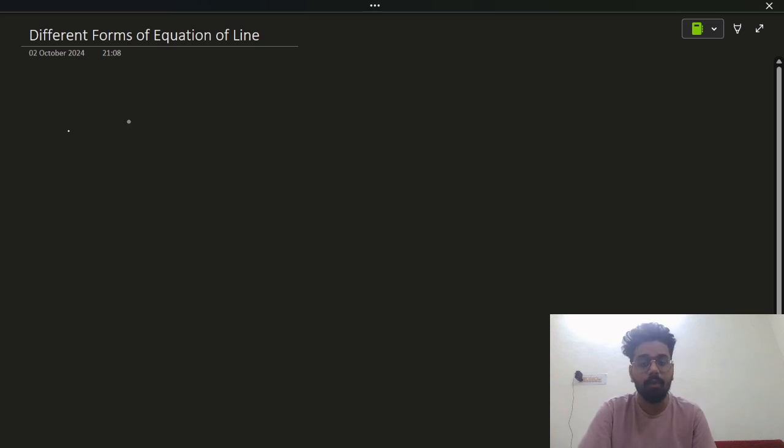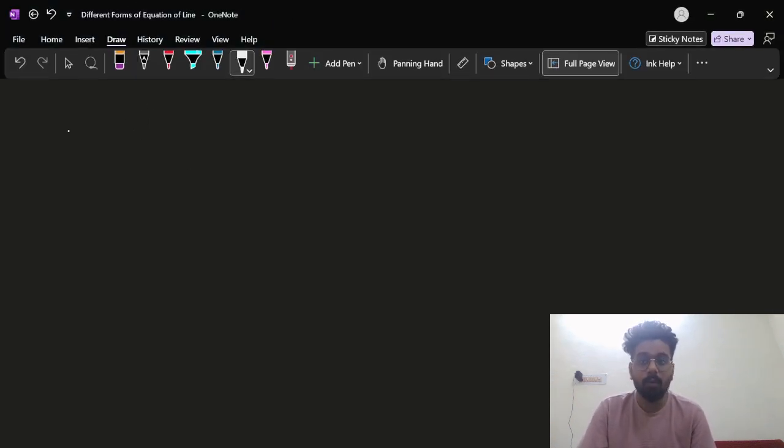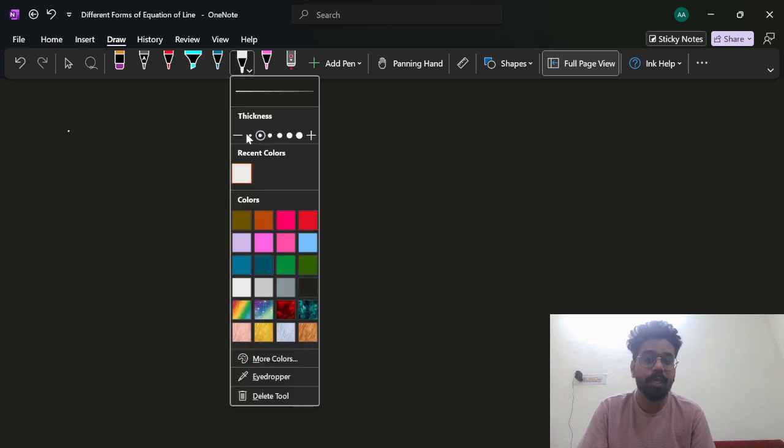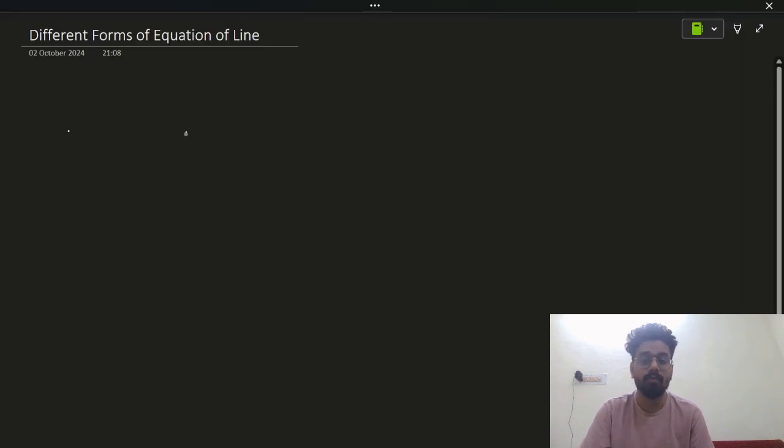So let's start different forms of equation of line. First of all, you have to understand what is the meaning of line, and then it will be super easy for you to understand different forms of line.